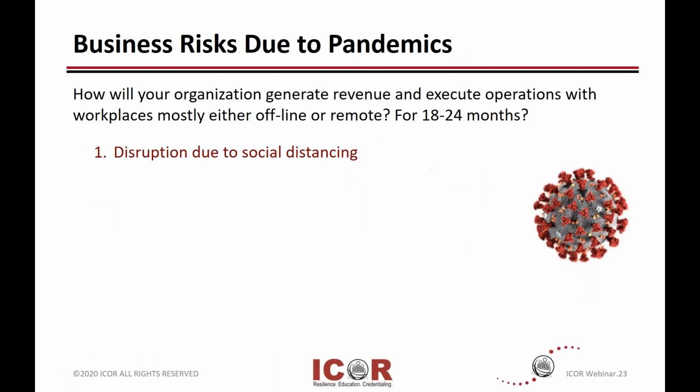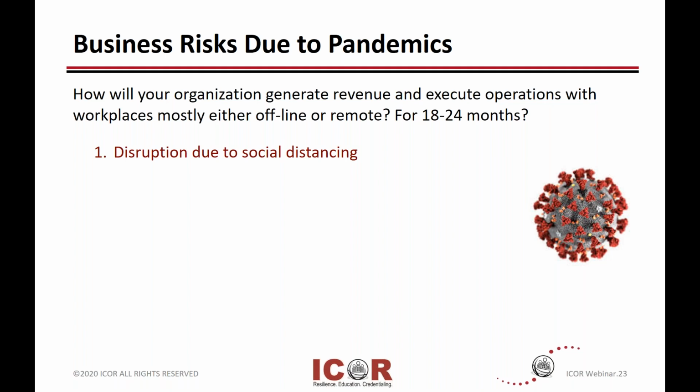So the question now is, what risks do we have because we're in a pandemic? The bigger question on strategy is, how will your organization generate revenue and execute operations with workplaces mostly either offline or remote? Understanding that some organizations are actually operating at more than 100% because of what they do: hospitals, even some of the food productions. There's people in IT that are actually doing more than they normally do.